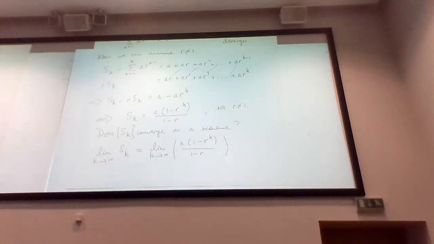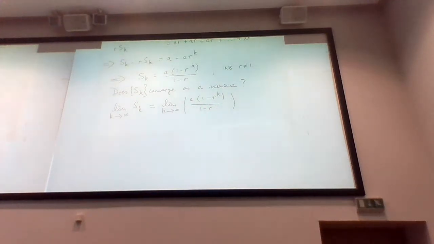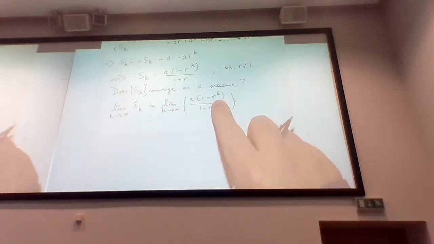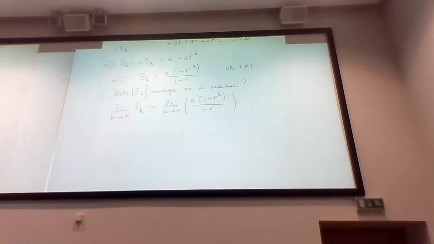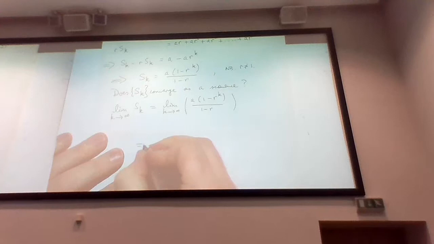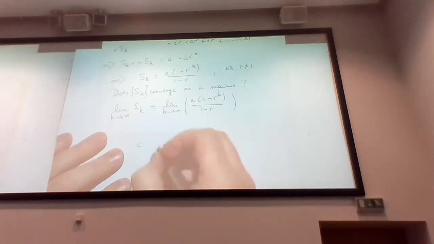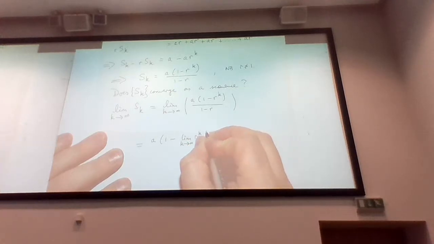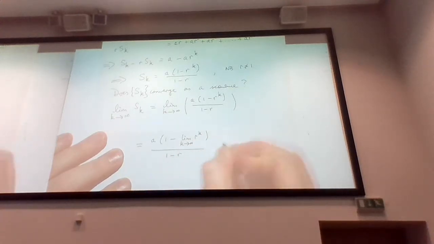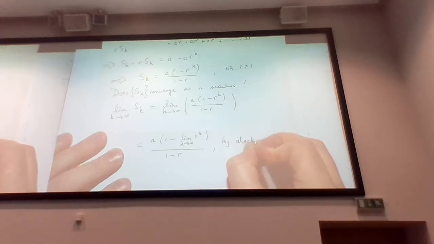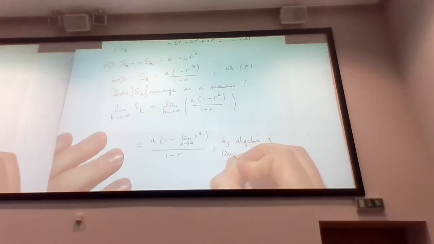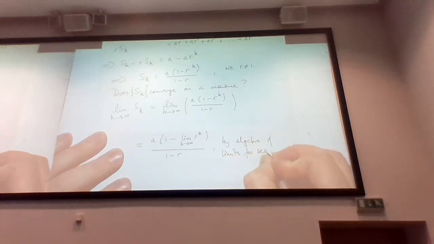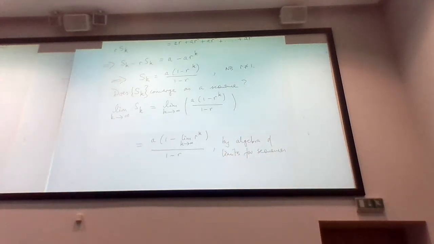So that's a limit of a combination of constants, a, the 1, and the r, and this non-constant part, which is the r to the k, that's changing with k. So the algebra of limits theorem will tell us that the limit of this, if it exists, is going to be a times 1 minus the limit as k goes to infinity of r to the k, all over 1 minus r. So that's an important step. That's by the algebra of limits theorem for sequences, which we've already proved a number of weeks ago.